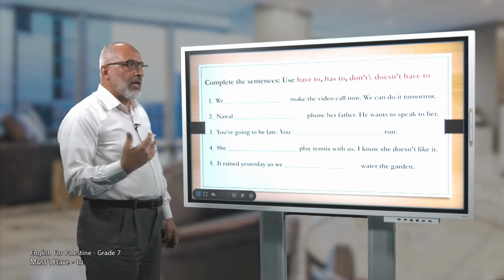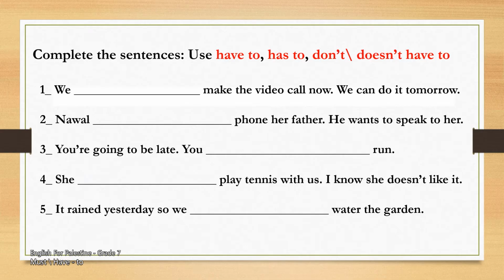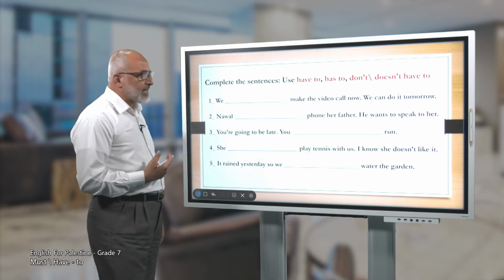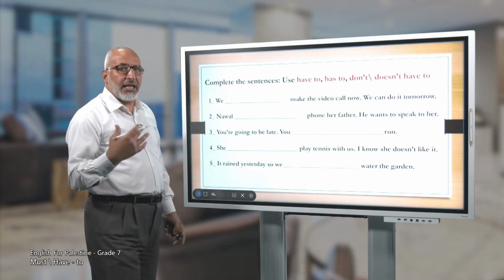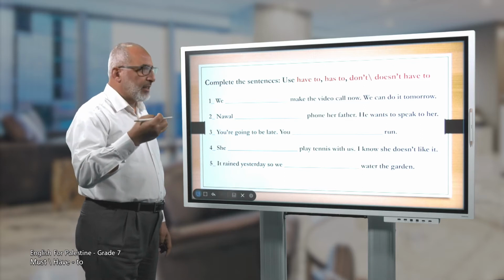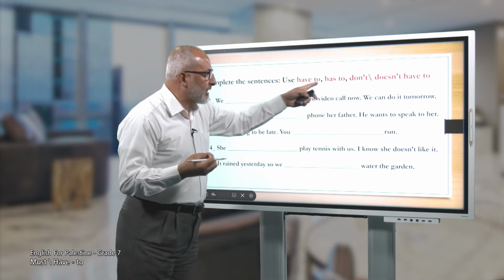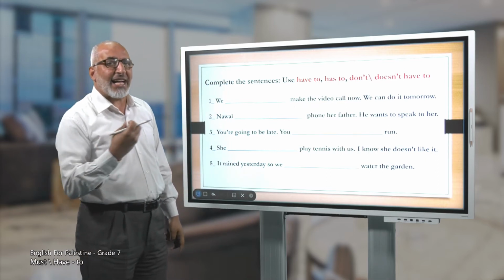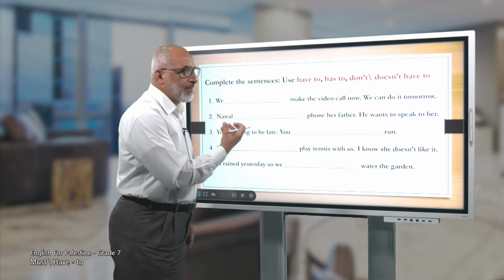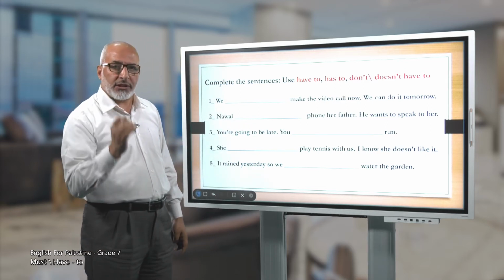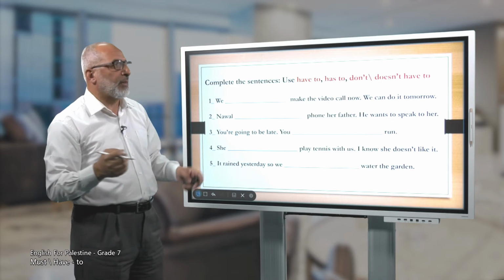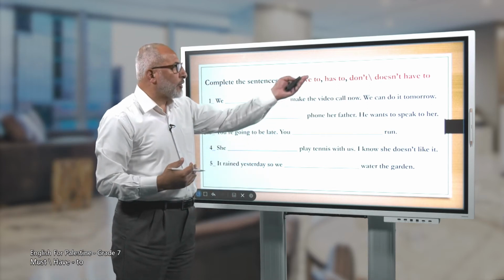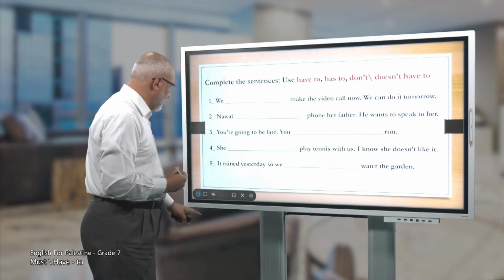Okay, my dear students, let's now practice using have to, has to, don't have to, or doesn't have to by filling the gaps in these sentences with these words. Here we have 5 sentences. When you decide which one of these words to use, think of the action or the verb in the sentence. If it is important, we use has to or have to, and of course we can use must. And if it is not important, we use don't have to or doesn't have to.